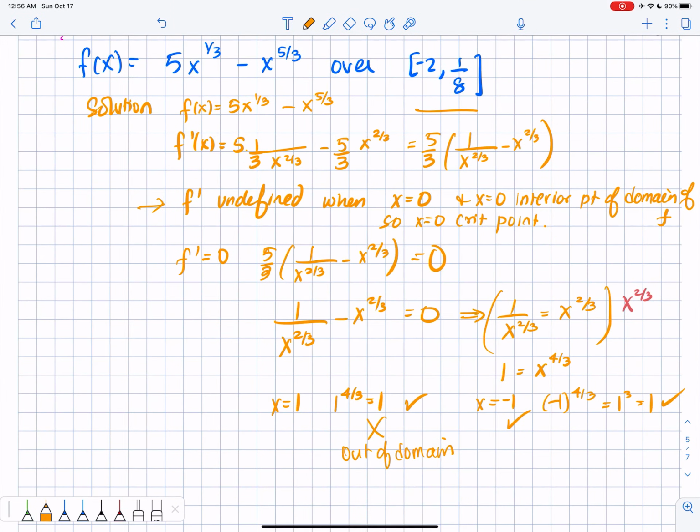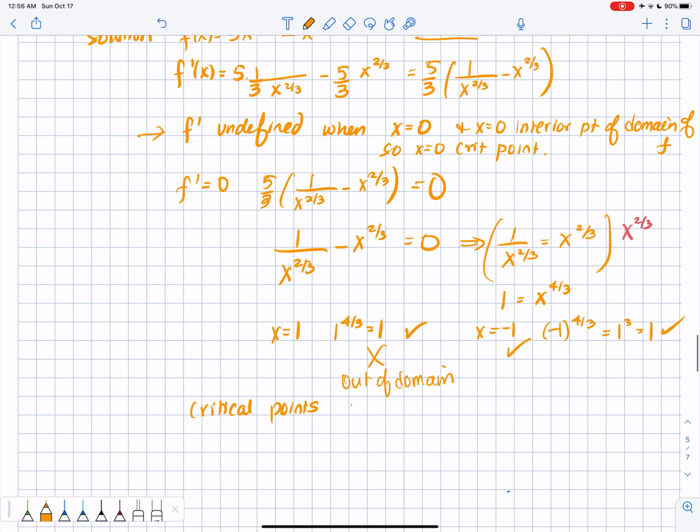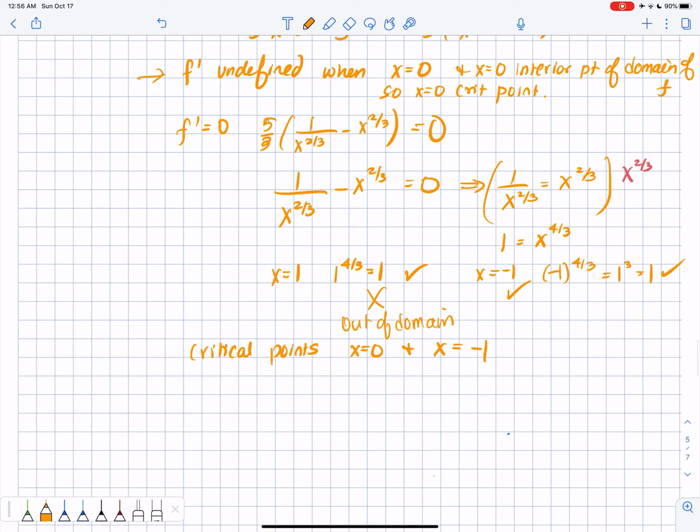So far, what do we have? The critical points are x equals 0 and x is equal to negative 1. Okay, so that was the first part. Find the critical points that are interior, find the critical points. By definition, they're interior points.